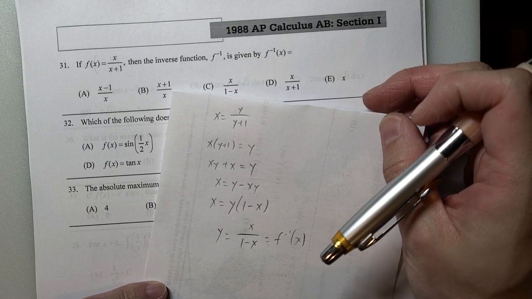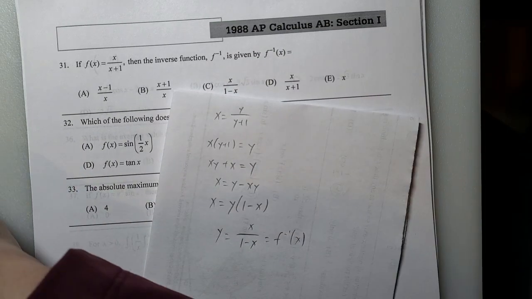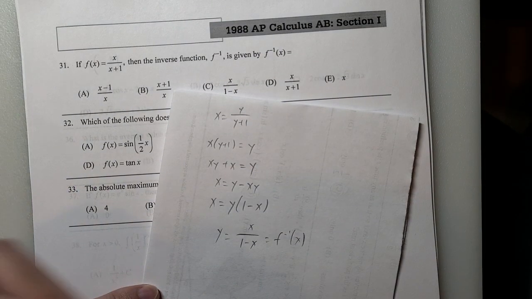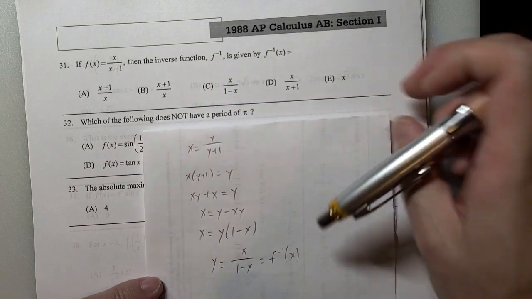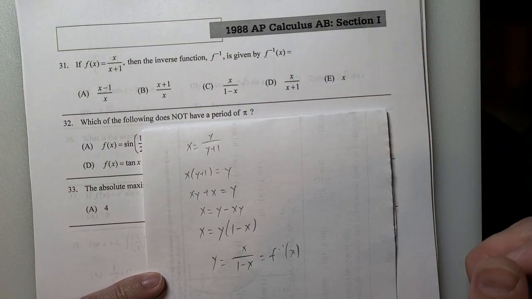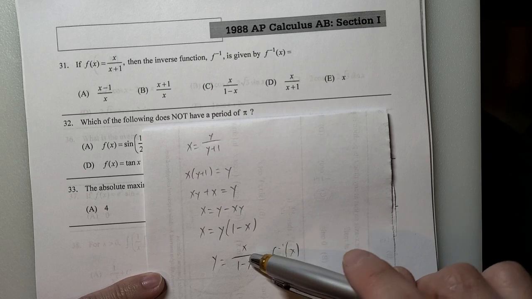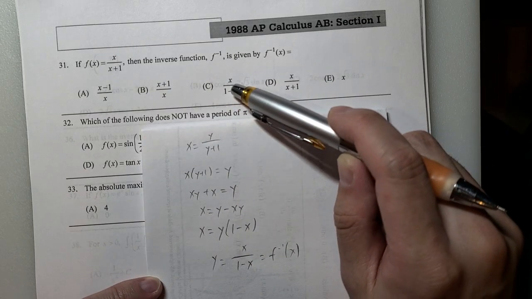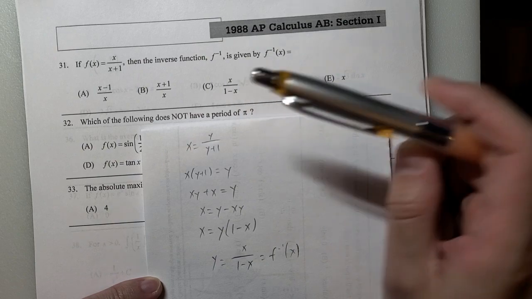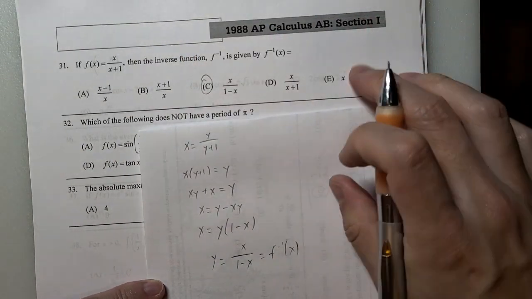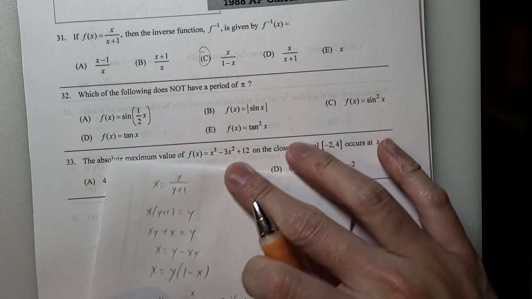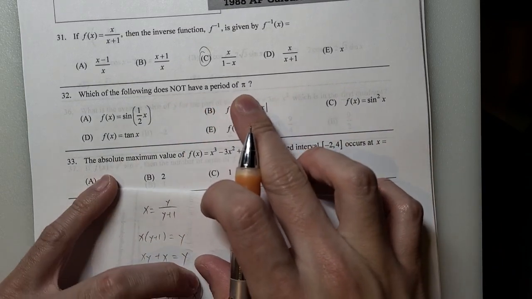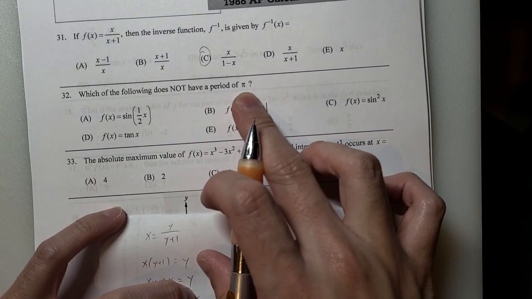That looks like A. Sorry, C. I just flipped. I got the right answer, picked the wrong answer. Okay, so looks like C. Is that correct? Yes. Oh, only half the people got this right. 50%. Interesting. Okay. Which of the following does not have a period of pi?